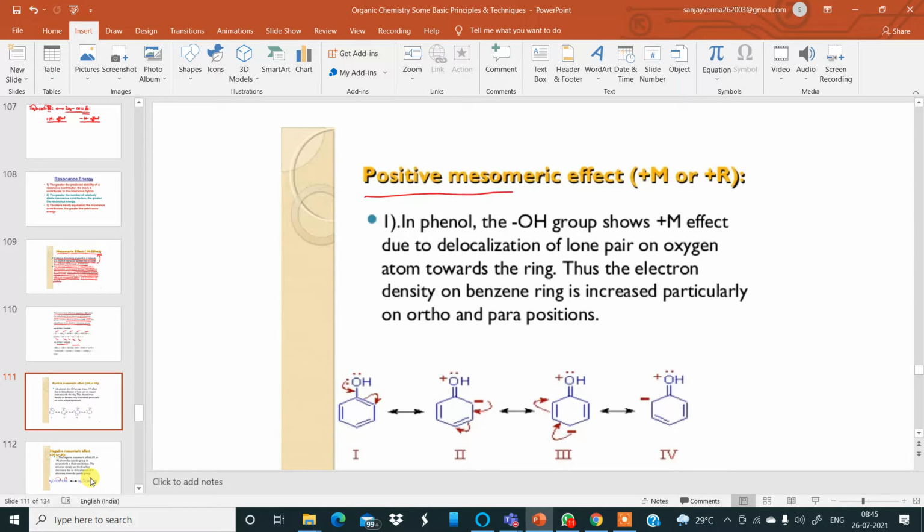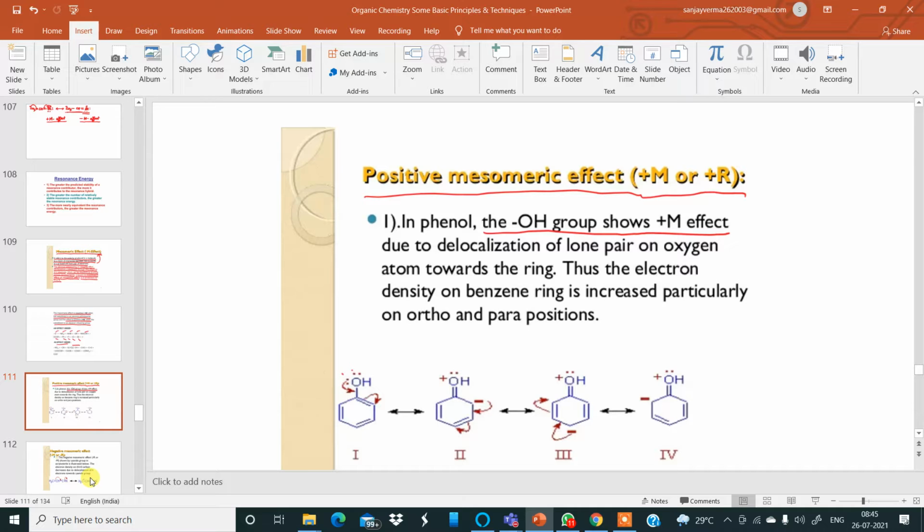Positive mesomeric effect, plus M or plus R. Now have a look. In phenol, the OH group shows plus M effect. It shows plus M effect. You can see it has two lone pairs of electrons. It is pushing electrons into the ring. Okay, so what is happening after that?